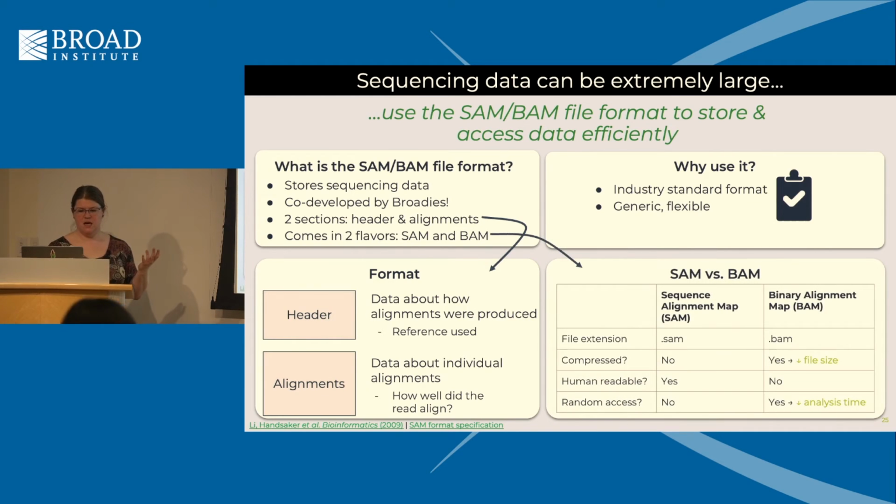It gives data about those alignments and how well these individual reads aligned. Basically, SAM files are gigantic. They are human readable. BAM files are much smaller. They're not human readable. On a SAM file, you can just use Unix tools like more, cat, and less, because those files are not compressed. For BAM files, you'll need to pipe through something like SAMtools in order to view those reads, but that's not difficult.